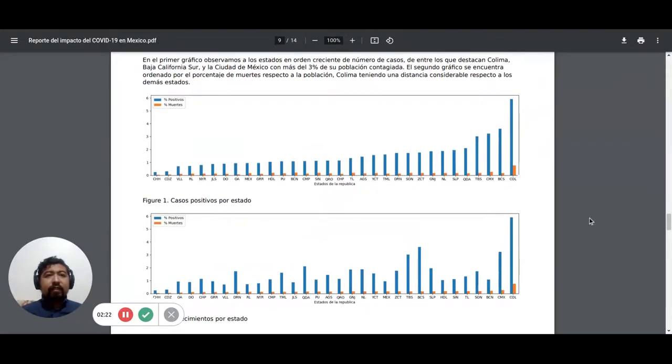In this chart, we see the states in ascending order of cases. Colima, Baja California Sur, and Ciudad de México are the states with the highest level of infections. The second chart is ordered by the number of deaths. Also here, Colima has the first place, with a major distance with respect to Mexico City.